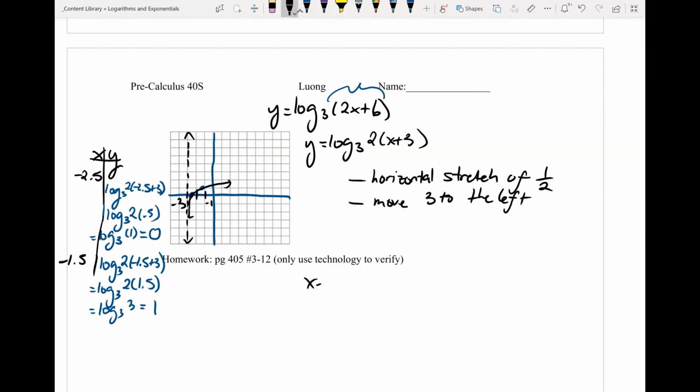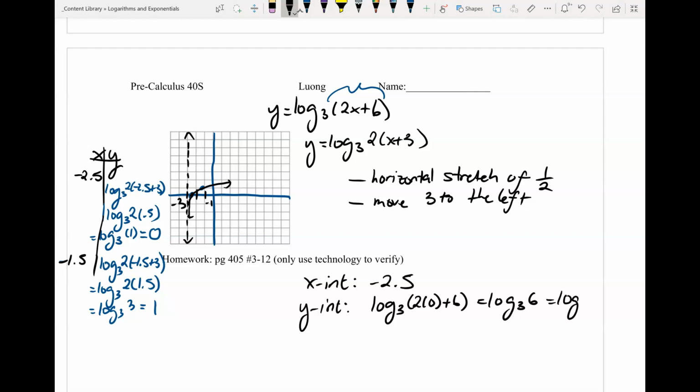Okay, so for our x-intercept, that one was negative 2.5. We also have a y-intercept. You can clearly see it crosses the y-axis, so we do need to find that. This occurs when x is 0. So I'm just going to solve for that then. So 2 times 0 plus 6, that's log base 3 of 6. And you would need a calculator to figure out what that number is. So we're just going to leave it like this, or in the change of base formula, which is log 6 over log 3.